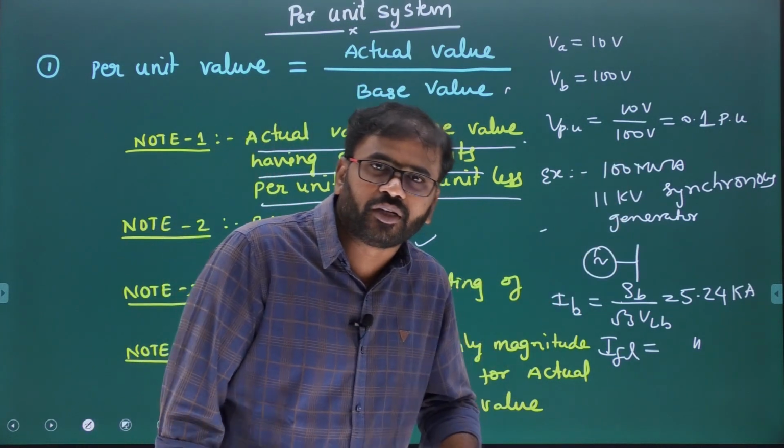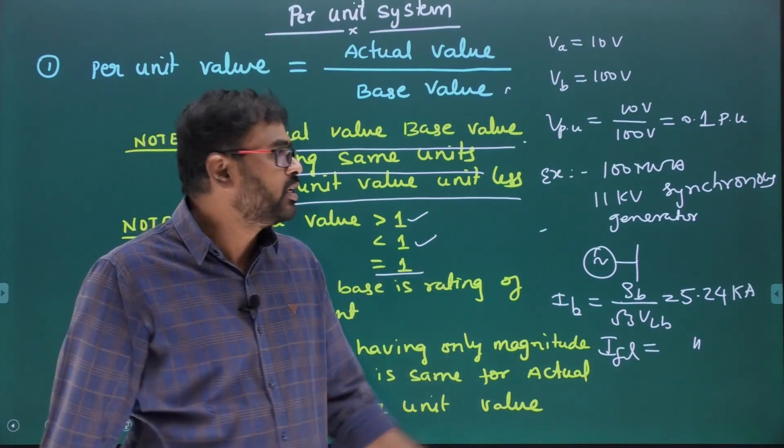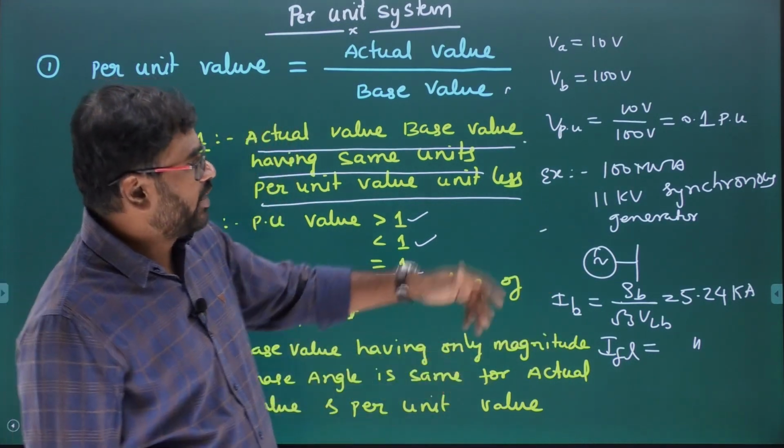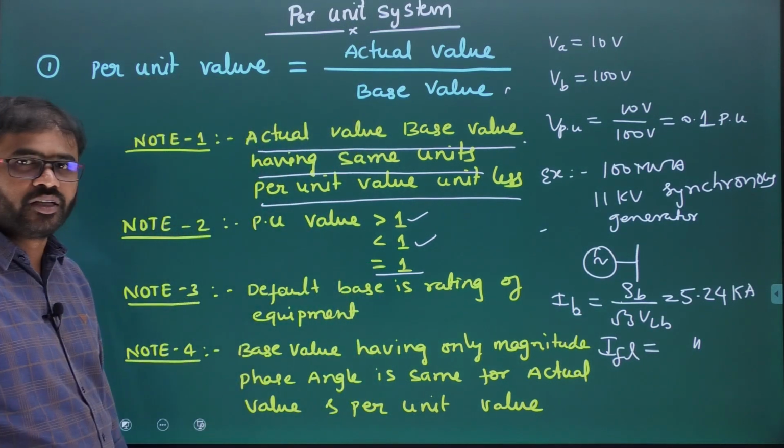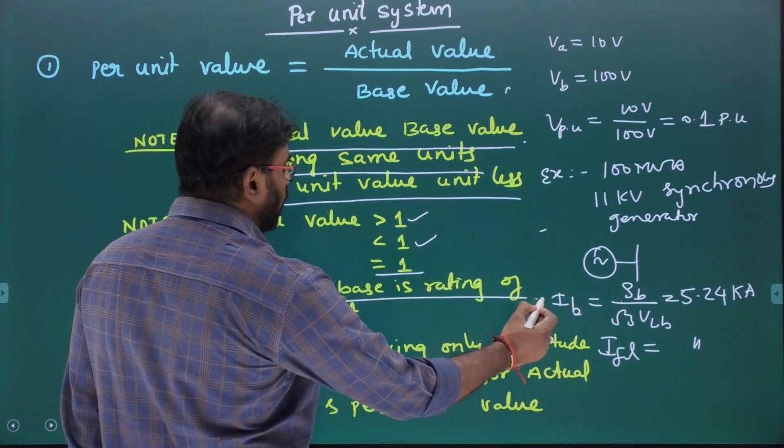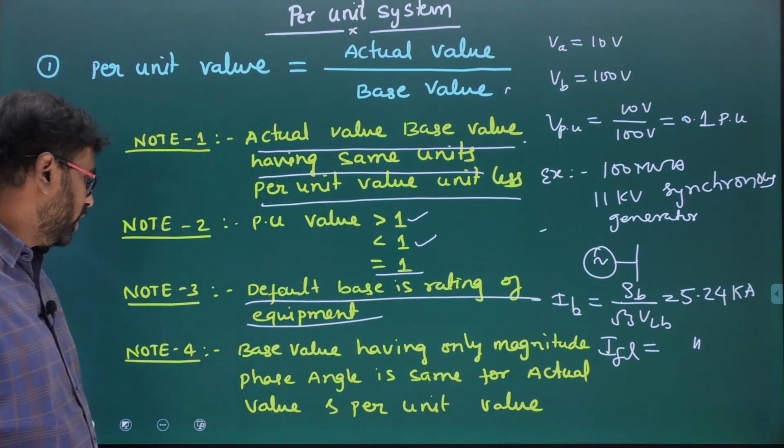An 11 kV, 100 MVA machine means, by default, if it has not been mentioned, that the voltage base is 11 kV and the MVA base is what? 100. That's what we need to understand. That's the meaning of note number 3. So the default base is always considered to be the rating of the equipment.